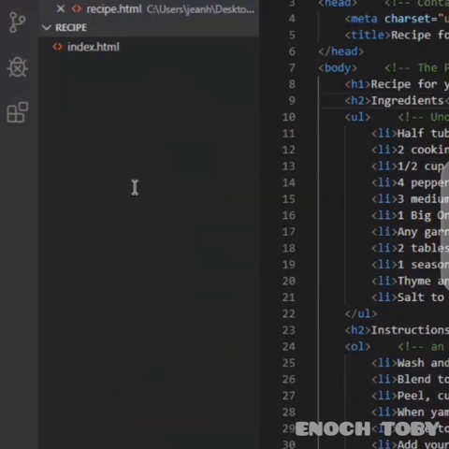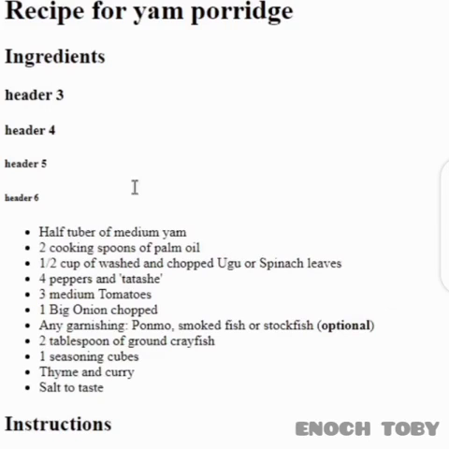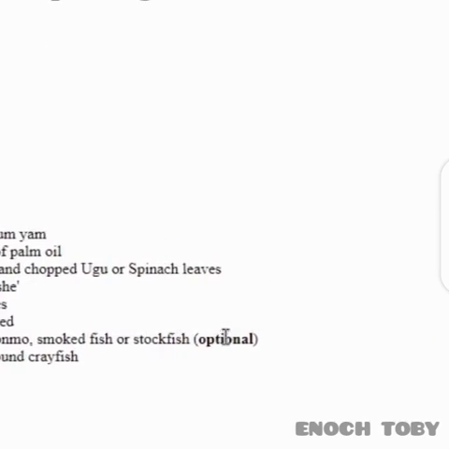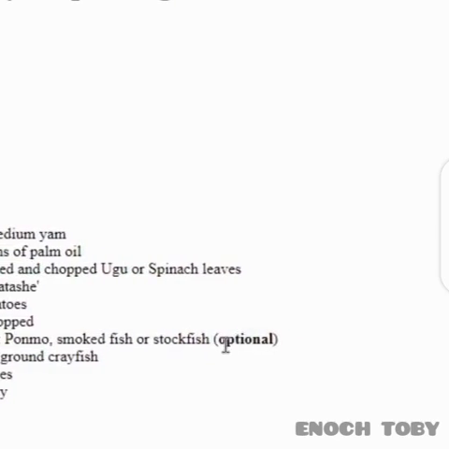Okay, now let's look at how our unordered list looks. This is how an unordered list looks. It will not be numbered, and you can create a list within a list, but simply an unordered list looks like this. Look at what we listed: half tube of medium yam and the rest. Then remember, at the place where we have any garnishing, for more smoked fish or stockfish, these are optional.